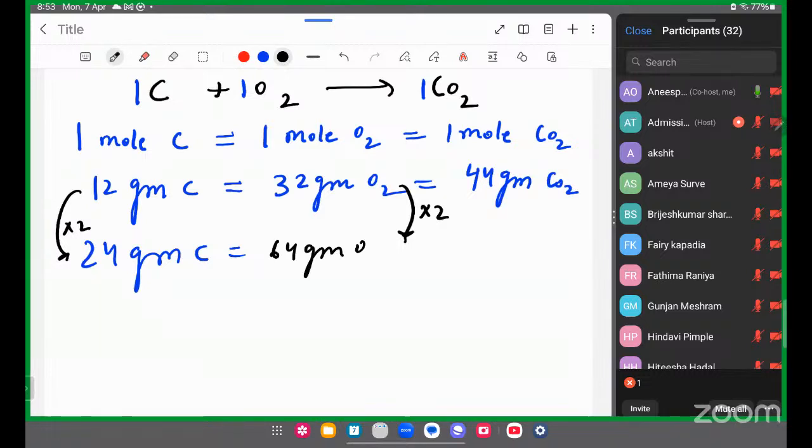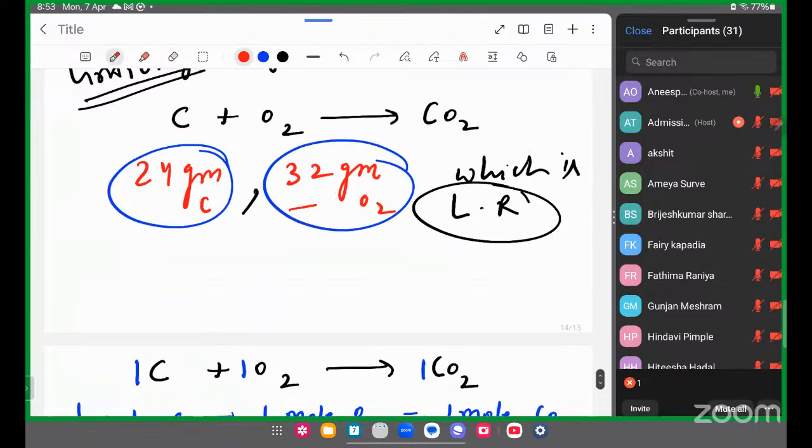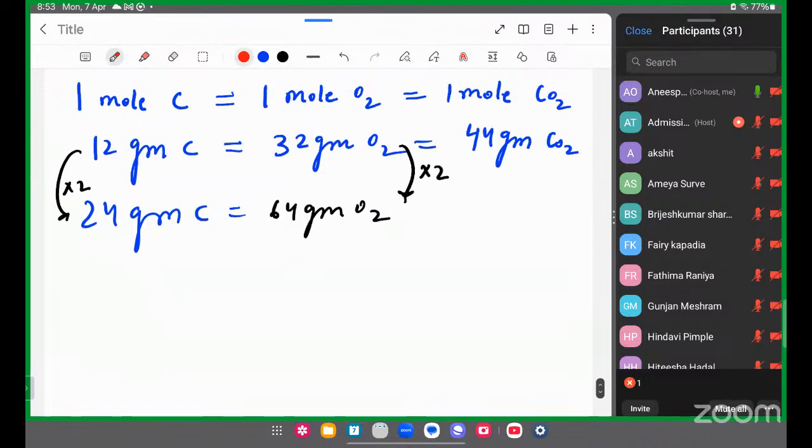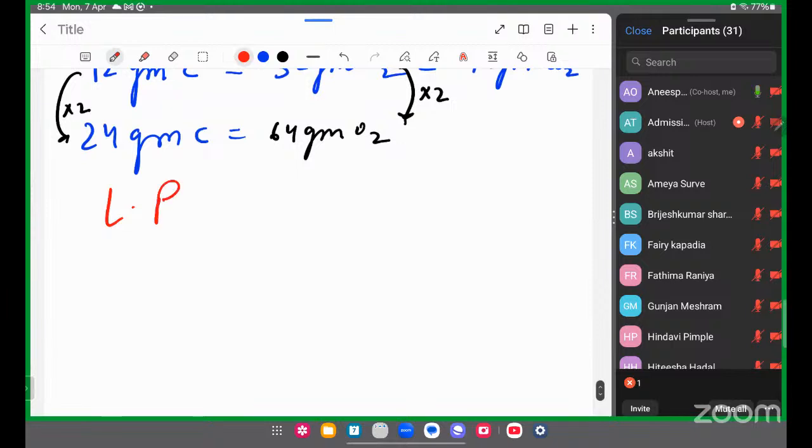64 gram oxygen. So this implies that if you are having 24 gram carbon, to burn it completely, you will need 64 gram oxygen. But we have only 32 gram oxygen. So which element will be consumed first? Carbon or oxygen? Oxygen will be consumed first. Yes or no? Because we have only 32 gram oxygen and oxygen is needed how much? 64 gram. So in this question, we can clearly state that limiting reagent is oxygen.